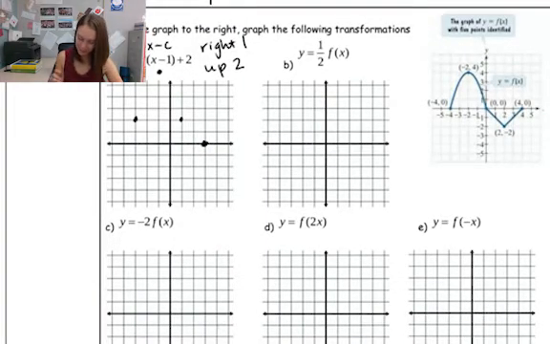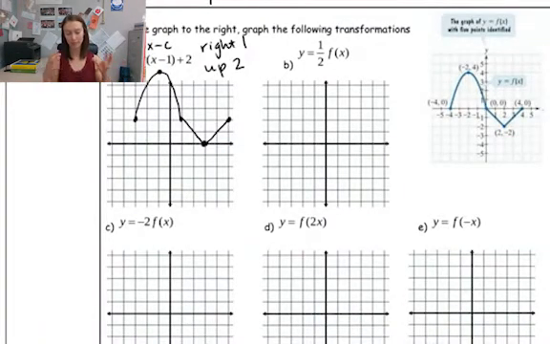Okay, 4, 0, so 1, 2, 3, 4, 0, right 1 up 2 is there. And if you notice, if I connect these like the original function, it looks exactly like the original function, just the entire thing has been moved right 1 and up 2.